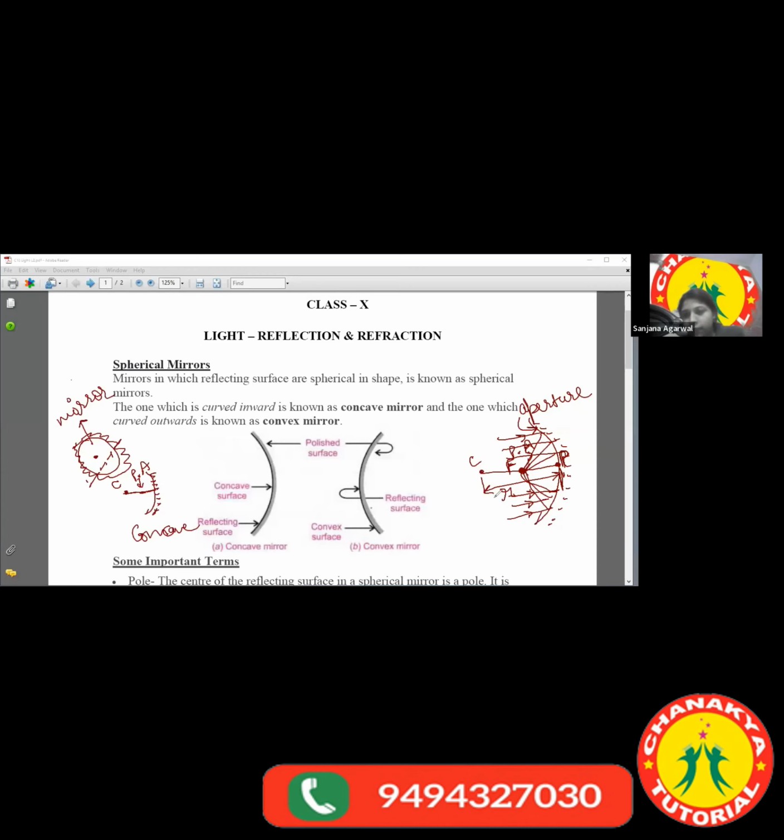Usually it has been observed that if we measure the distance of the focus point from the pole, this distance is known as the focal length, and usually this focal length is half of the radius of curvature. Or you can write that radius equals twice the focal length. Let me scroll it up. I know I need to redraw this diagram, but I hope the terms are clear.